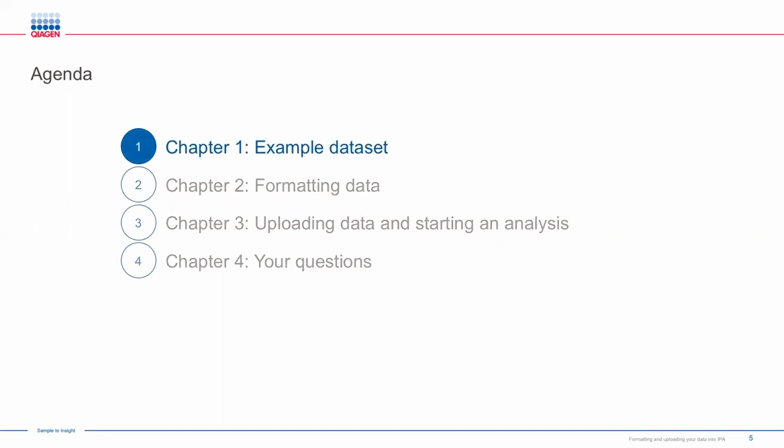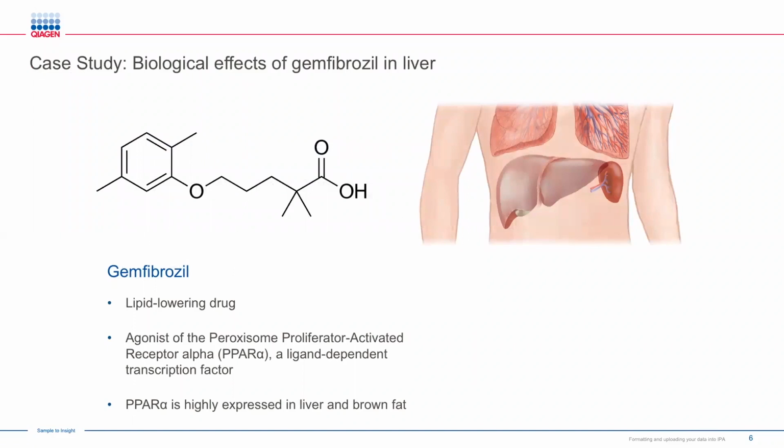Okay, so let's start by looking at the background of the example data set we're going to be examining today. You might recall this slide from last week's presentation. We're going to use that same data set so you can see first how you format and upload it, and then, from last week's presentation, you can look at the type of results that we can see. If you recall, gemfibrozil is a drug that's often prescribed for patients who have pancreatitis, high levels of triglycerides in their blood, and high cholesterol. It's an agonist of PPAR alpha, which is highly expressed in the liver and brown adipose tissue.